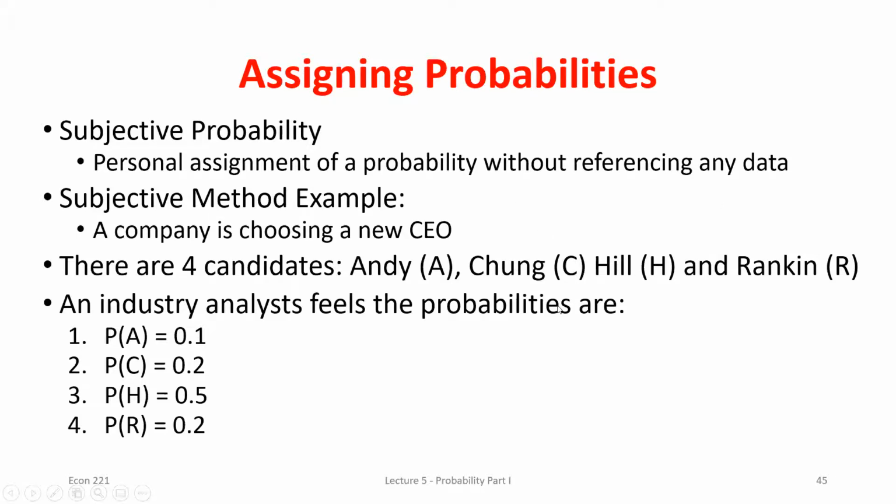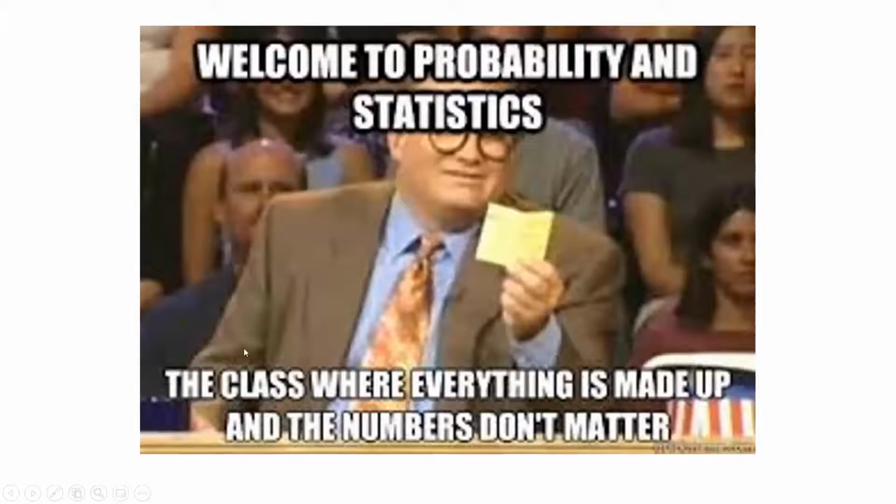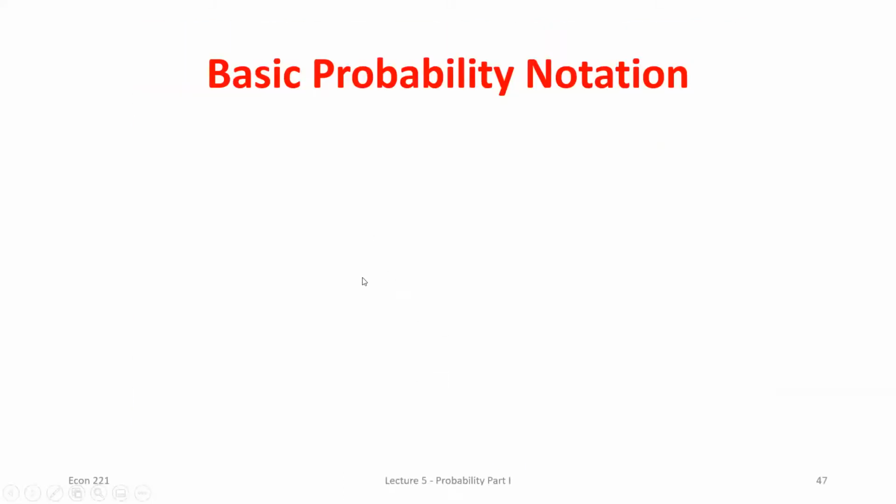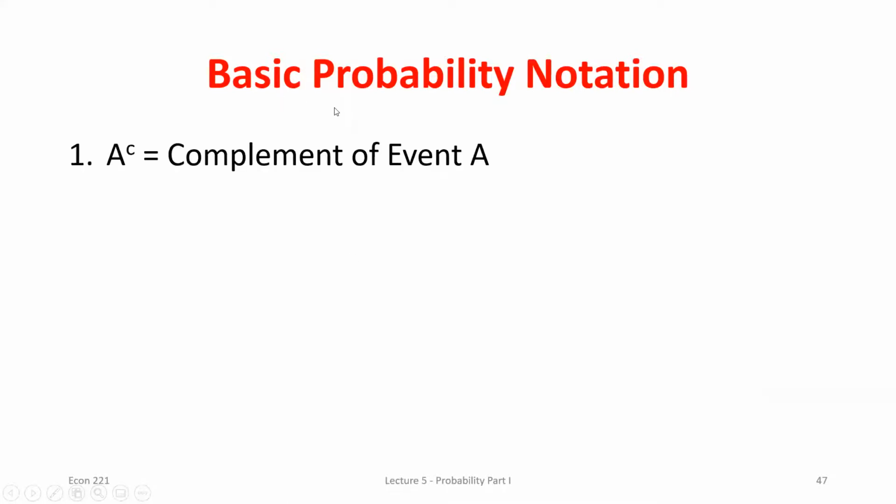Okay. So welcome to Probability and Statistics, a class where everything's made up and the numbers don't matter, right? You can just subjectively assign all these probabilities. I geeked out in my last section a little bit about this show, but I'll save you guys from that. If you haven't ever seen Whose Line Is It Anyways, there are a lot more of the old clips out there now on YouTube. You should look them up. There are some hilarious ones. I think a lot of stuff they probably wouldn't get away with today. But anyways, I digress.